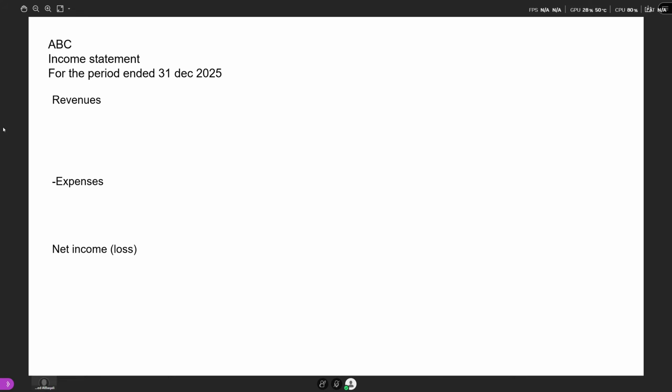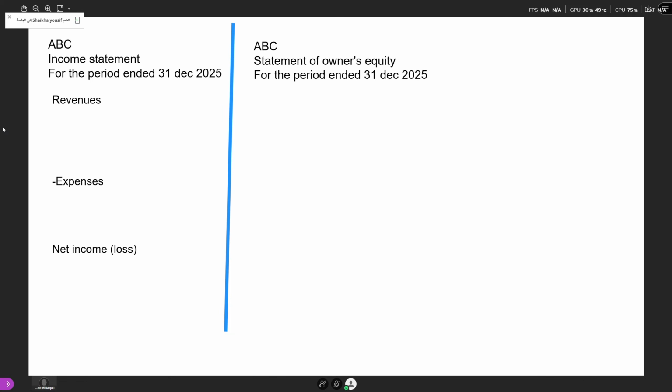Our second statement is, again, you need to write your company's name, name of the statement, statement of owner's equity, and then you write your date. Now, what is the purpose of the statement of owner's equity?